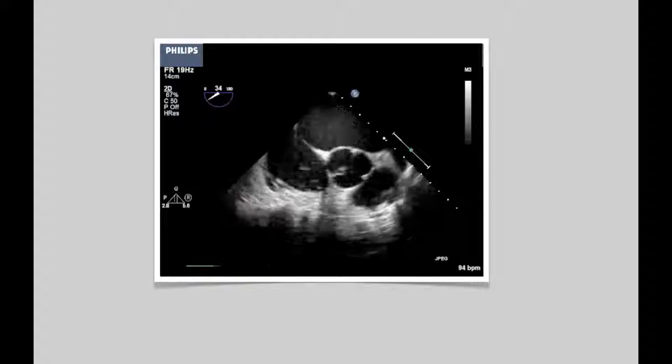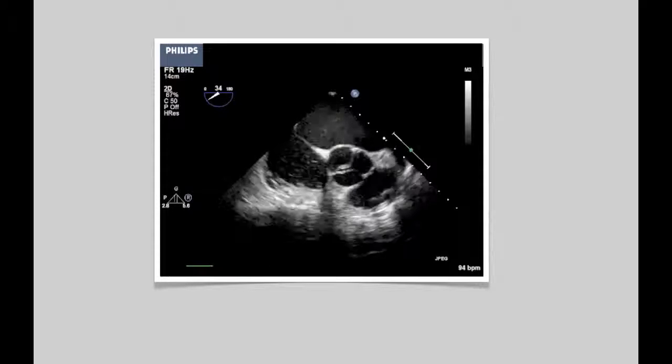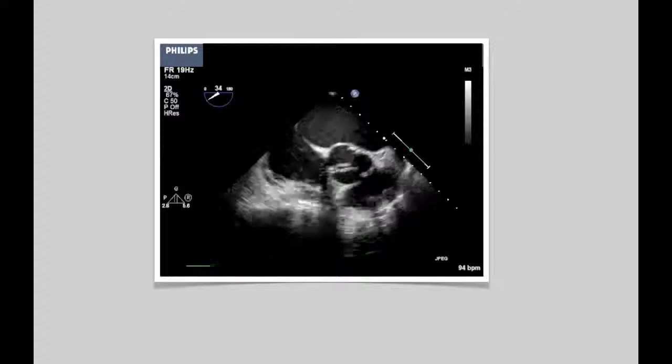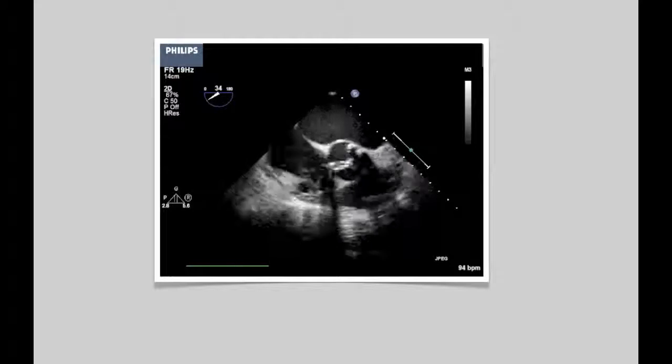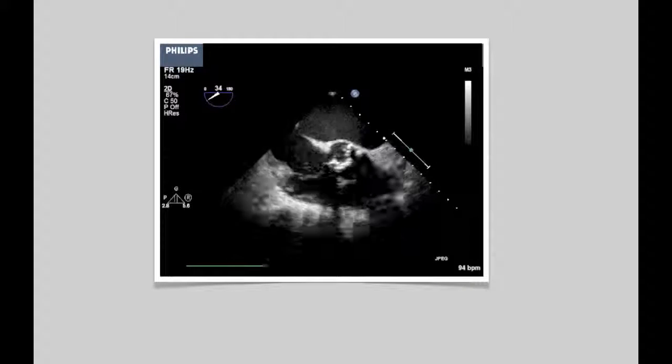Here we see an example of the mid-esophageal aortic valve short axis, where it looks as though the left coronary cusp and right coronary cusp may be partially fused, and the non-coronary cusp is heavily calcified and poorly mobile. This is likely at least moderate or probably severe aortic stenosis.